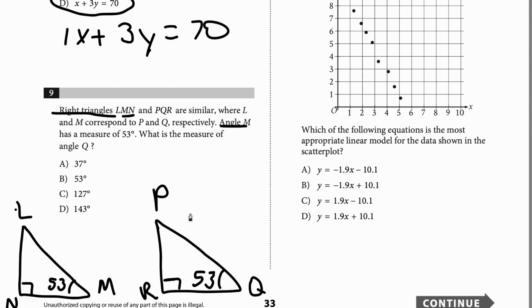To figure out angle L and angle P, we'd have to do 90 degrees minus 53, because a right triangle has 180 degrees, and 90 is taken up by angle N, and 53 is taken up by angle M. So 90 minus 53 equals 37, which is option A. To double check our work, 37 plus 90 plus 53 equals 180 degrees, which is correct according to the definition of a triangle.